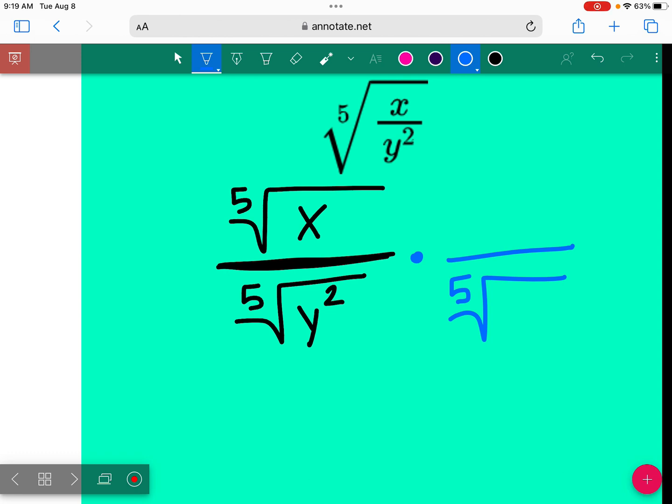How many more y's do we need? We need 3 more y's in order to make it fifth rootable. And whatever I have on the bottom is what we put on the top, y cubed.